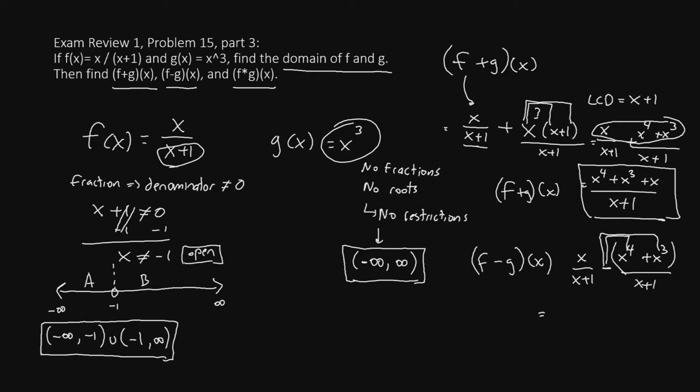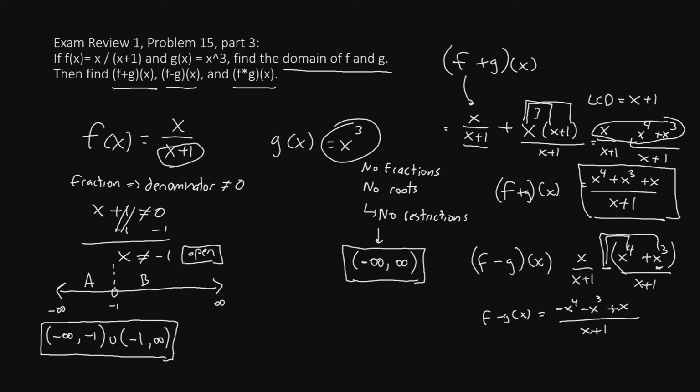So our answer will be negative x to the fourth, because the negative sign will be applied to the x to the fourth, and then also the minus sign will be applied to the x to the third. So we have negative x to the fourth, negative x to the third, and positive x, still over x plus 1. This will be our f minus g of x.